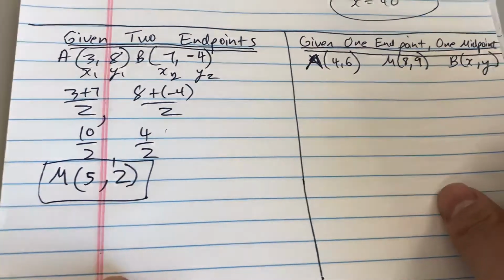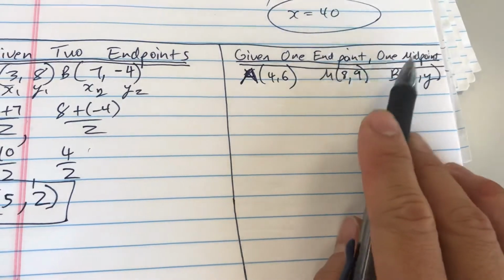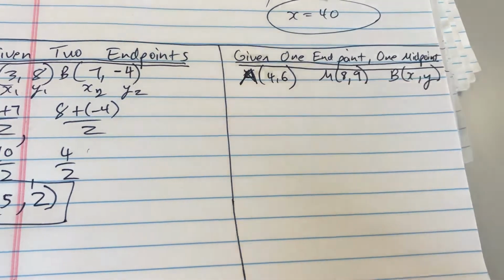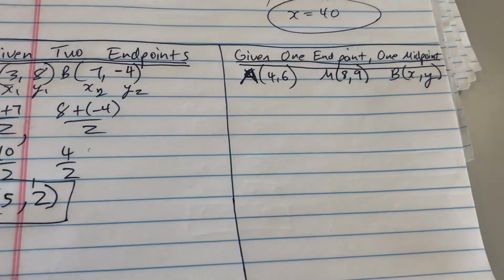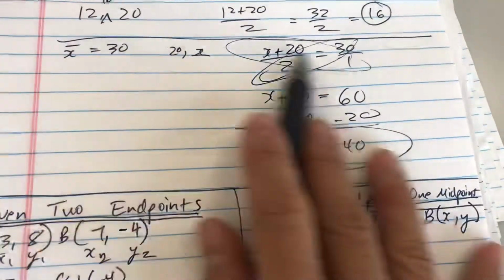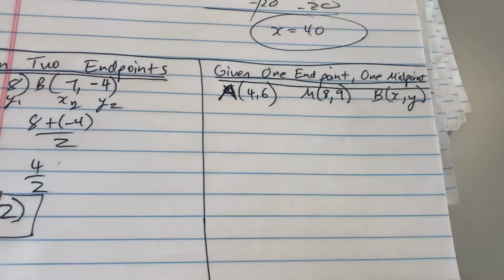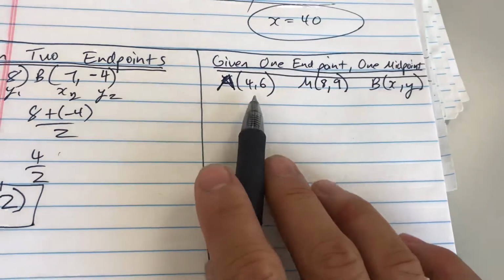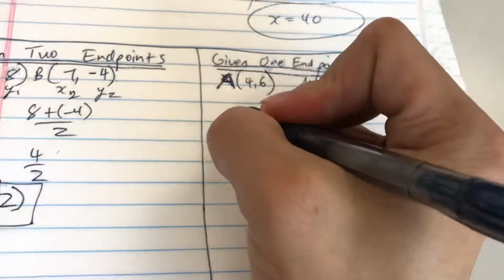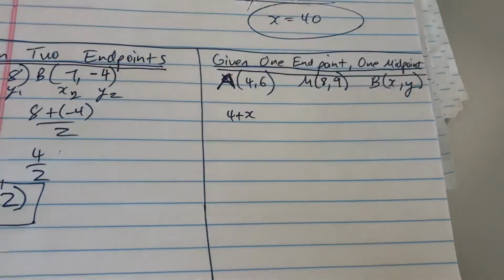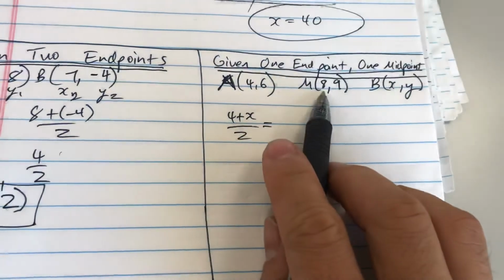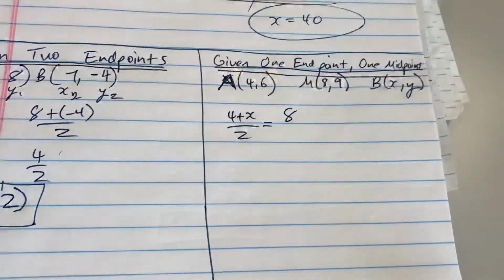Now, if they give you one endpoint and one midpoint, and they're asking you to find the other endpoint, this is a little bit more rigorous, but it's the same idea as what I showed you from the previous video up top. So it's the same setup. You know that it's got to be the average of the x's. But we don't have one x, so we're going to say something like this: 4 plus x, because you have two numbers, you divide it by 2, it's ultimately going to give you the midpoint x, which is 8.